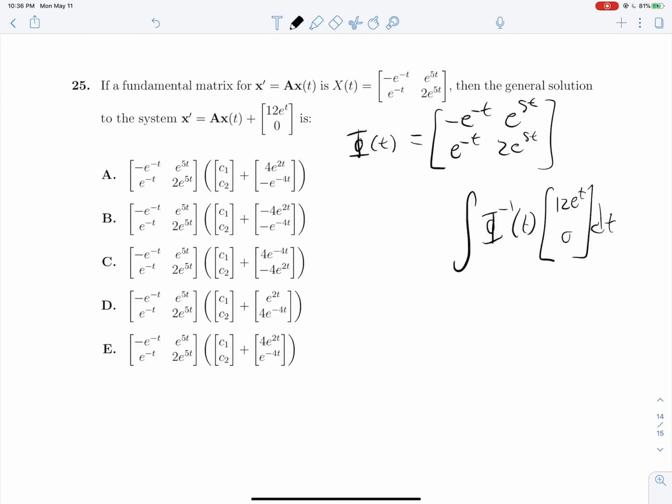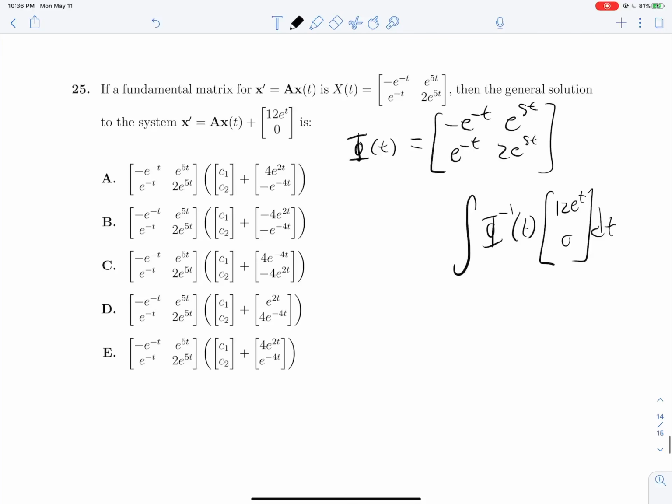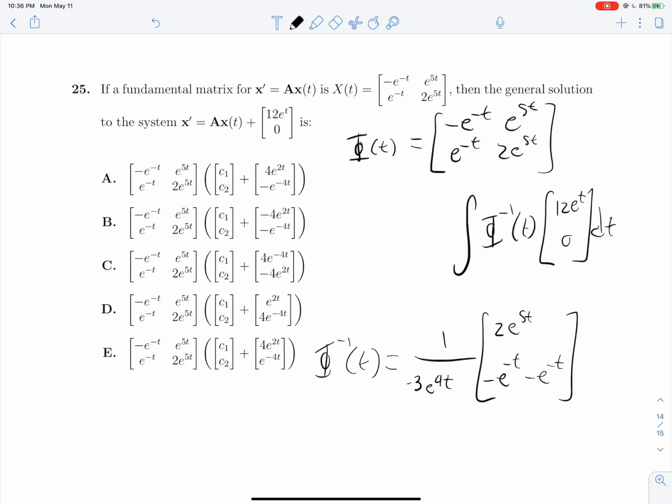Let's find the inverse of this. Well, phi inverse of t is 1 over the determinant of phi of t. That's negative 2 e to the 4t minus e to the 4t. So that's 1 over negative 3 e to the 4t. And then inside our matrix, we will switch the a and the d position. So 2 e to the 5t up here and negative e to the negative t. And we'll flip the sign on the b and the c positions. So negative e to the negative t and negative e to the 5t, like that.